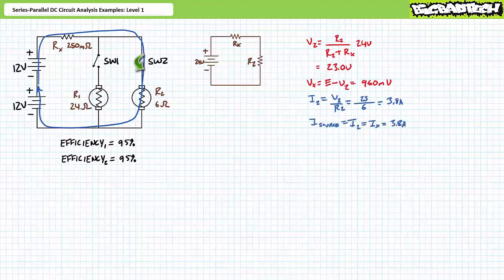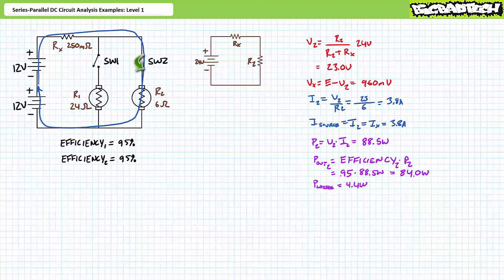Given this is a pure series circuit, source current and I2 and Ix all equal 3.8 amps. The electrical power consumed by motor 2 is equal to the voltage across it times the current through it. Substituting our given values yields 88.5 watts. Usable power output is efficiency times input. Substituting our given values demonstrates that motor 2 yields 84 watts of usable power, where 4.4 watts is considered a loss. Additionally, resistor X dissipates 3.7 watts, which are also considered a loss.